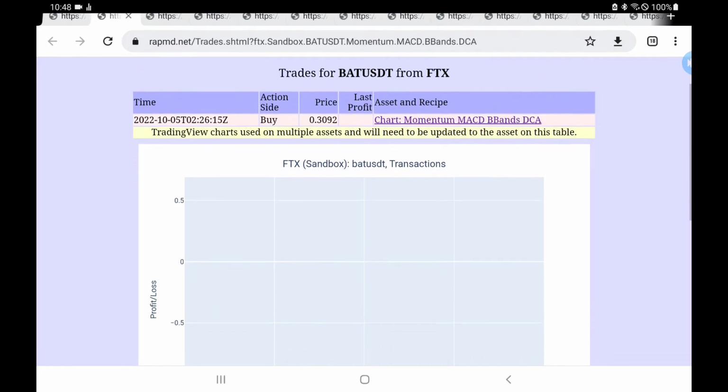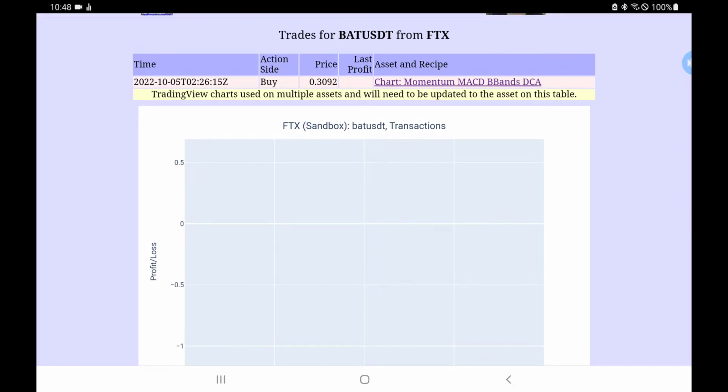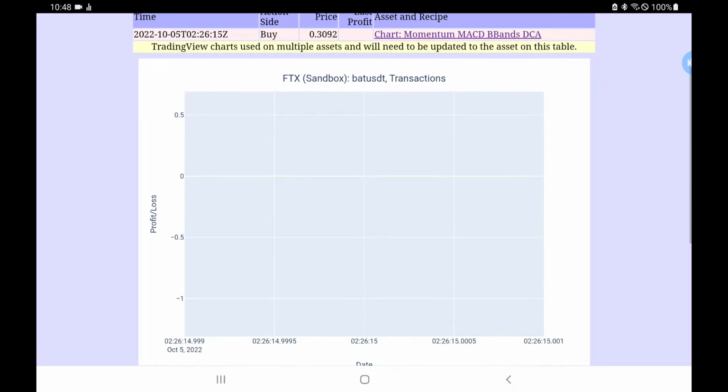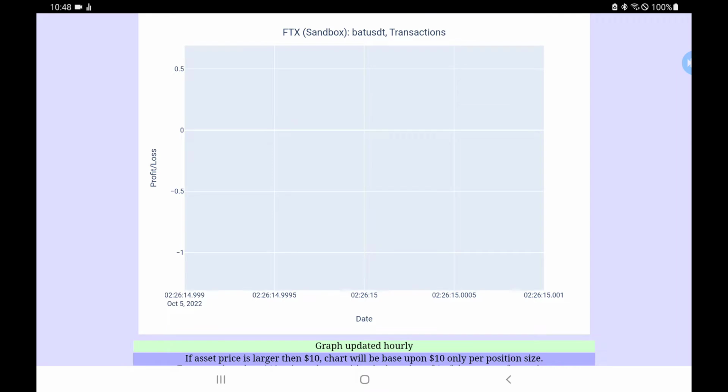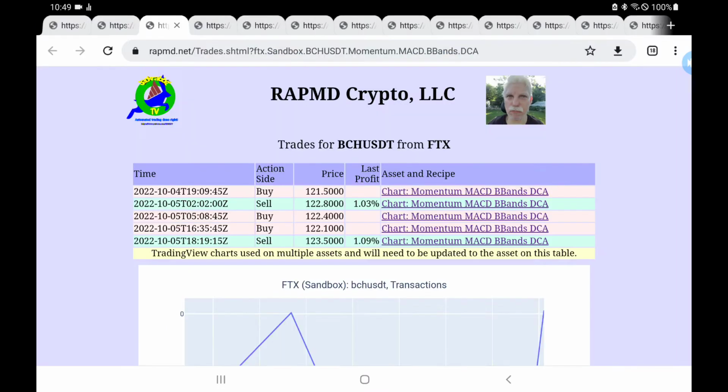And you see here, this particular asset, BAT USDT. The chart is blank because it's only made 1 purchase. Not all that thrilling. But here, on FTX, Bitcoin Cash, now we're starting to see some real good stuff. Profits.